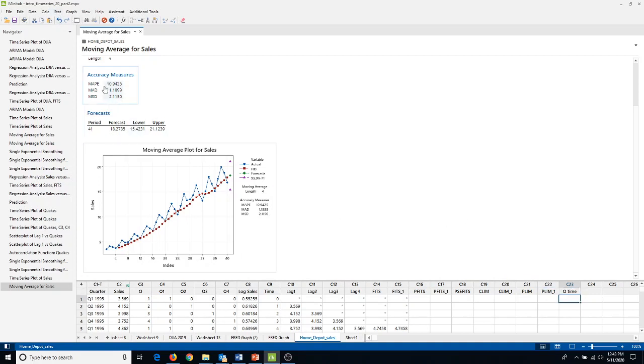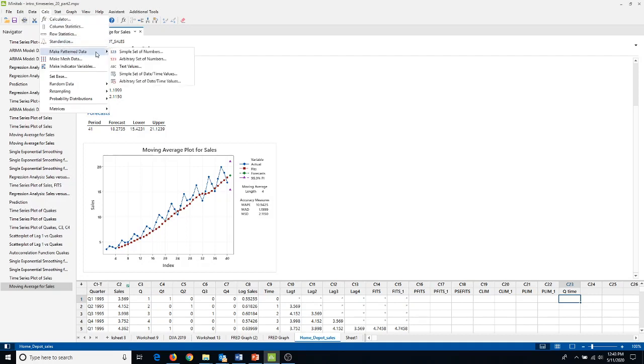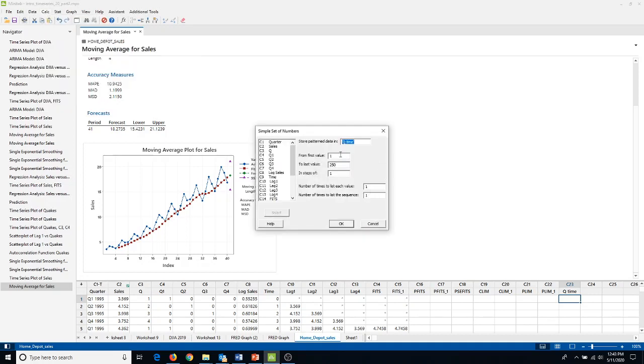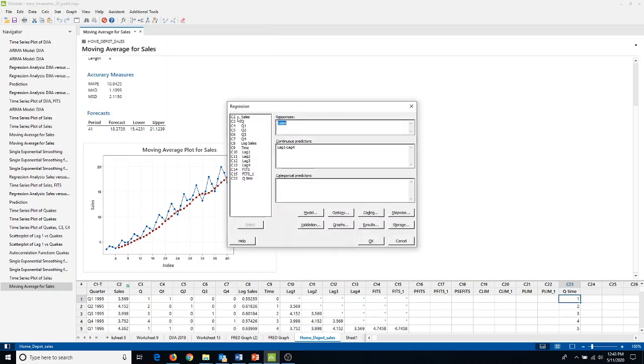So again, I'm going to make a column of pattern data here, a simple set of numbers. I'm going to do it for Q time. I'm going to start at 1, but I'm only going to go to 40 in steps of 1. And so now I can include a regression line from this. I'm going to fit the regression line to sales, and I'm going to include Q time and lag 1 to lag 4.